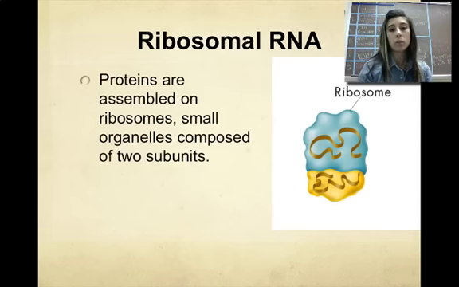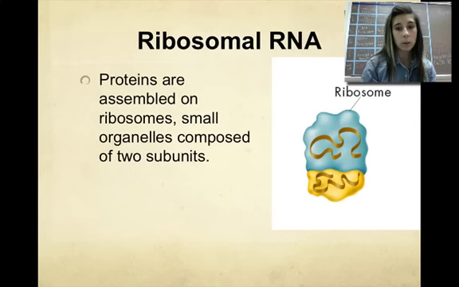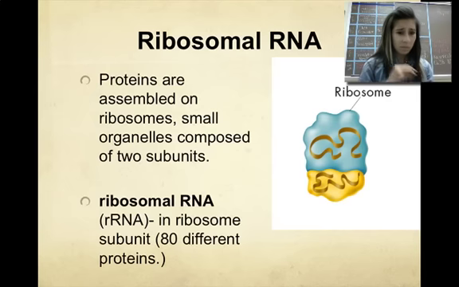Ribosomal RNA are going to be associated with ribosomes. We know that ribosomes make proteins, and we see that the ribosome has two different subunits, which you can see in the picture on the right. And so this type of RNA is going to be within those two different subunits. And there's approximately 80 different proteins that are associated with the rRNA.